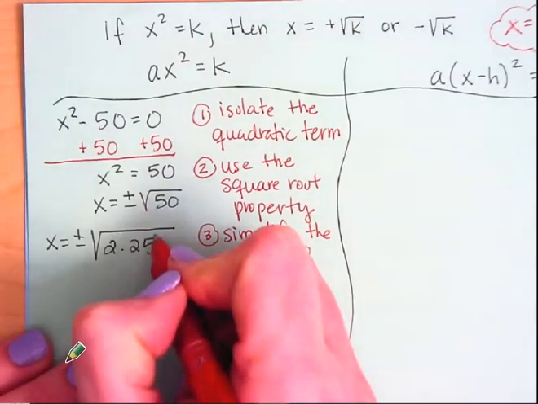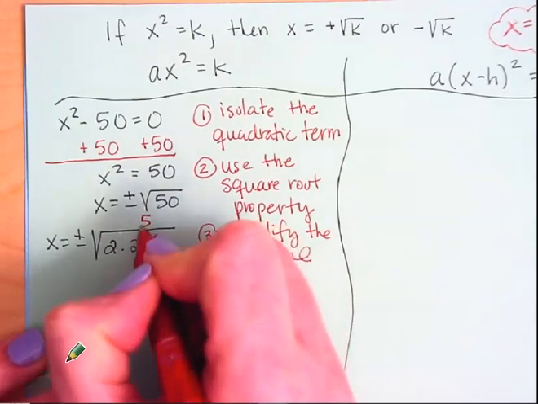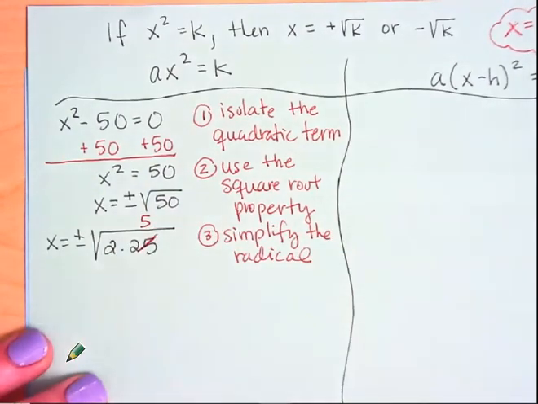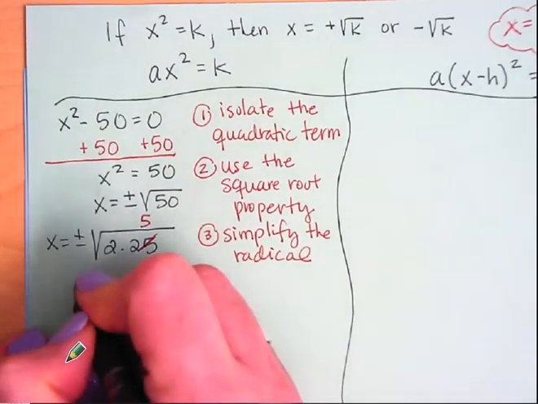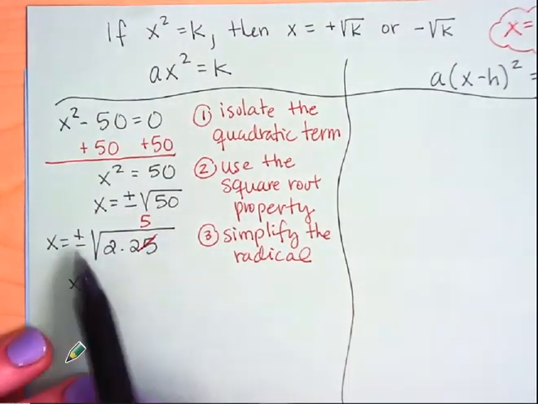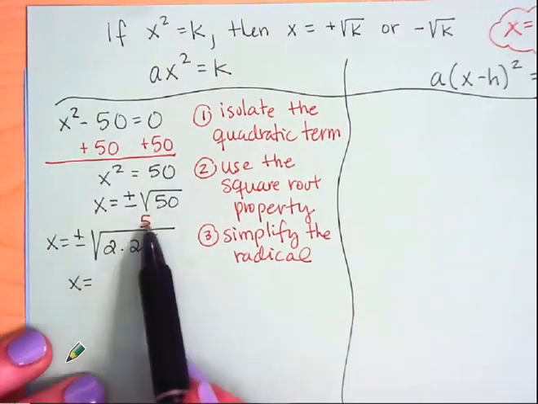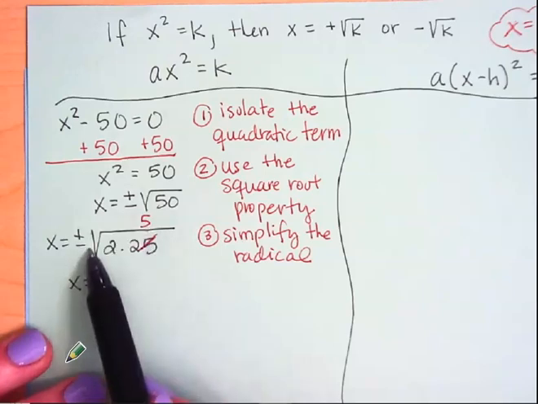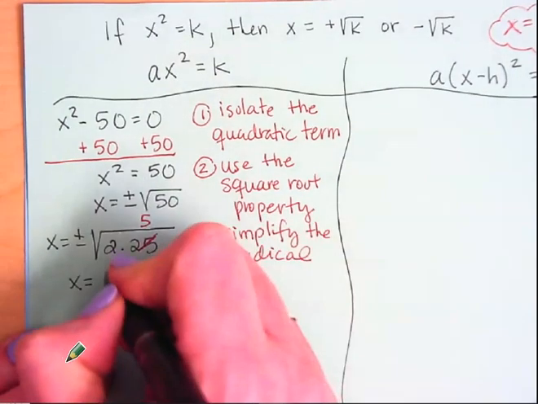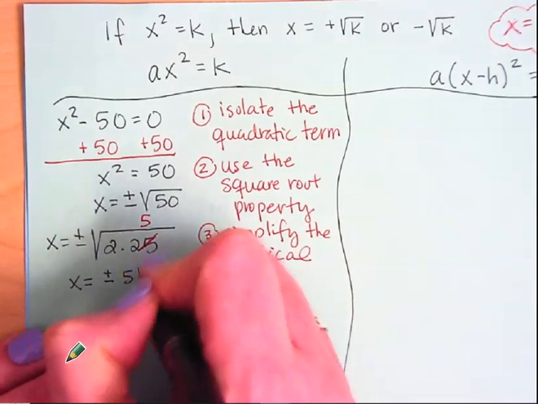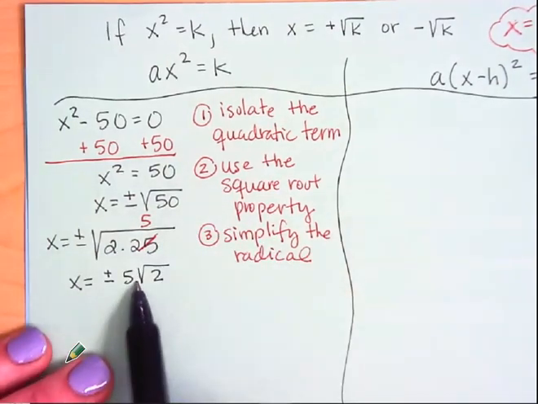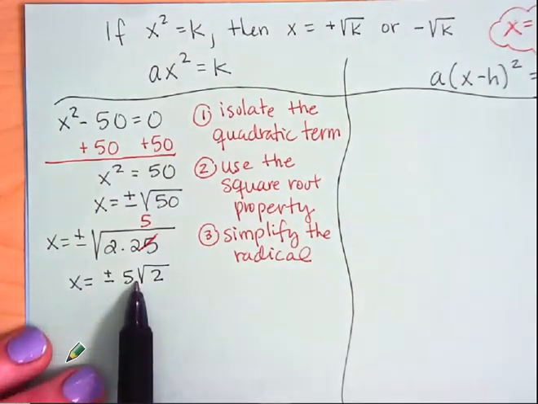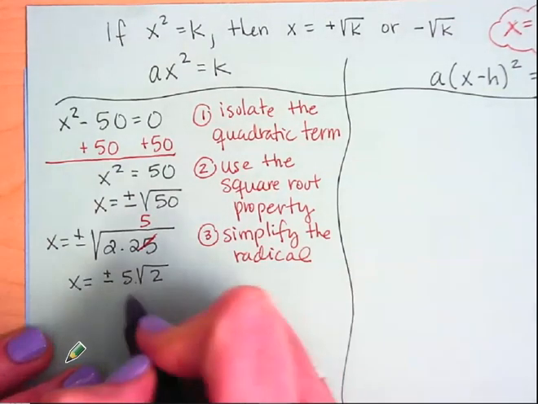So right here, this simplifies to 5, and I'm going to bring that 5 in front of the radical. But I want you to pay attention to where the plus or minus goes when you bring that 5 out front. The plus or minus goes in front of the 5. It does not go here between the 5 and the radical. Do not put it in the middle. It goes out front.